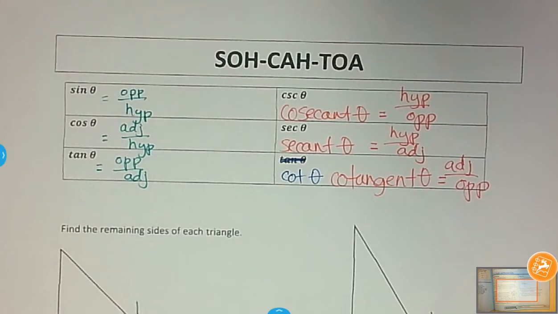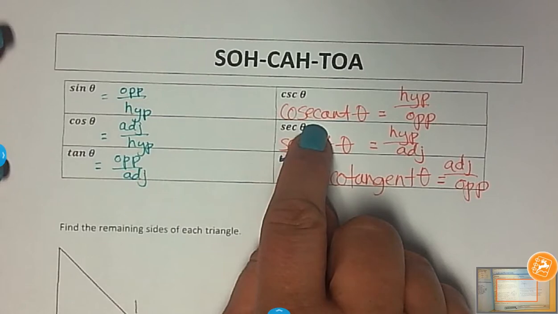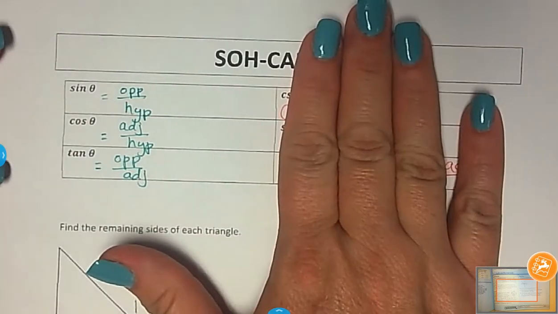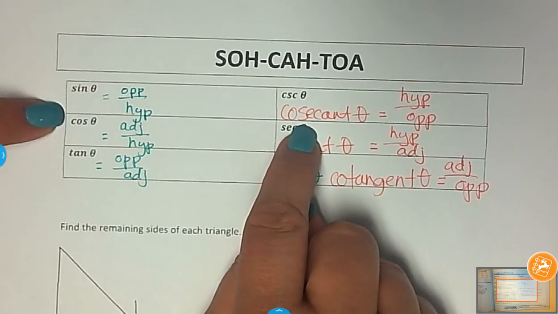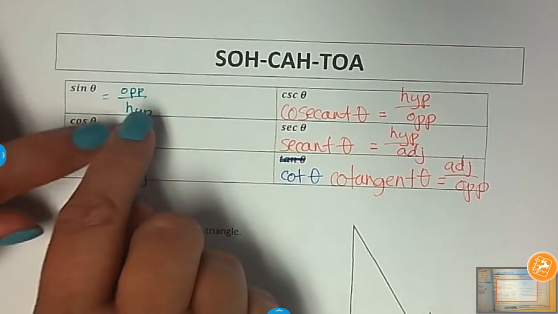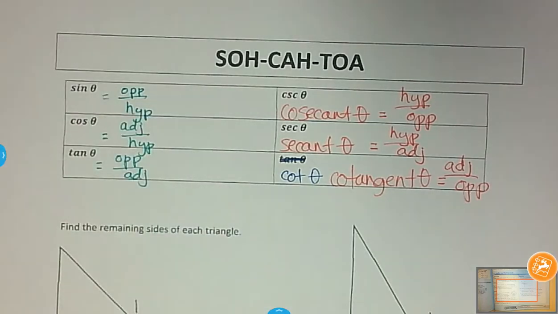Now, you can memorize the fractions for all 6 of these if you want. I don't. I never think, oh, the cosecant is hypotenuse over opposite. Never. I know those 3 because of SOH CAH TOA. I know how they're paired. So if I need the cosecant, I find the answer for sine and then flip it. Like I said, you can memorize it all if you want to.